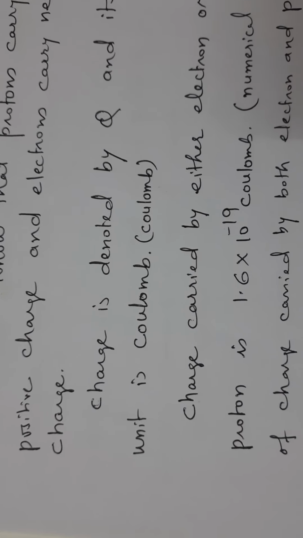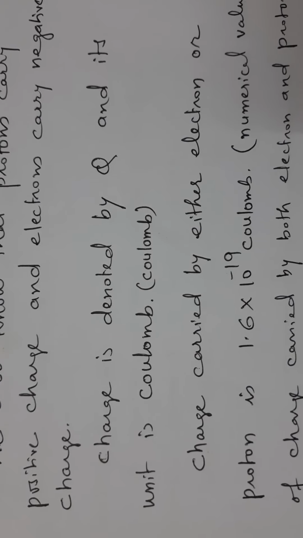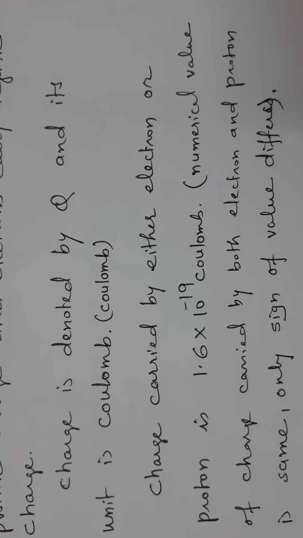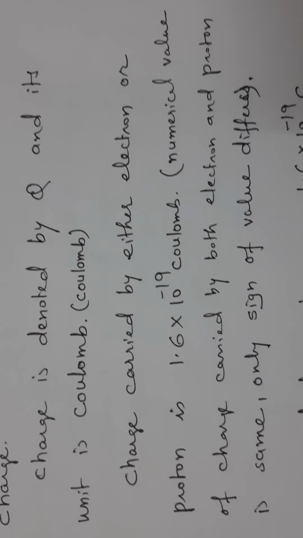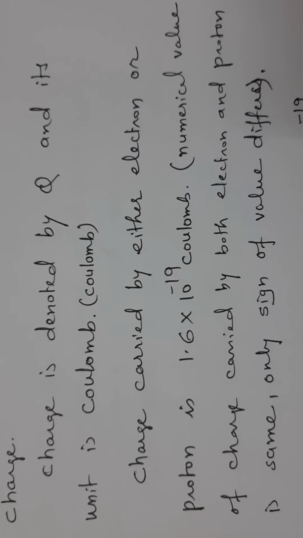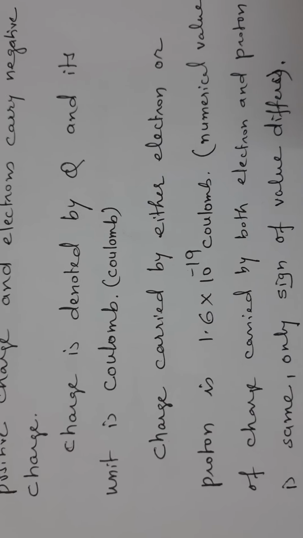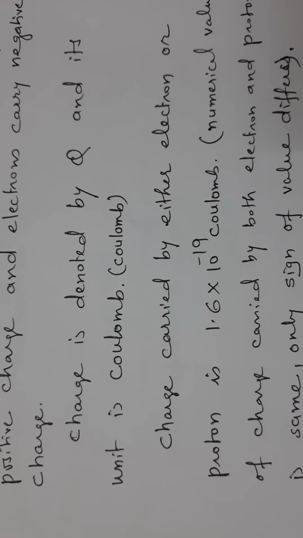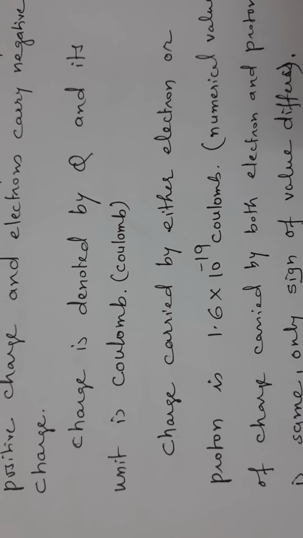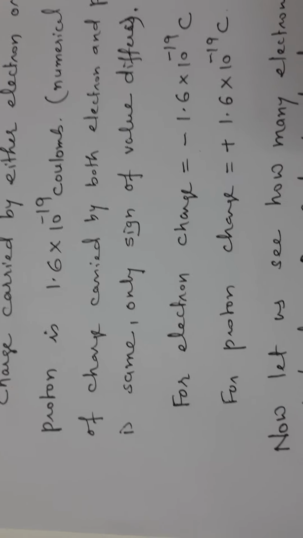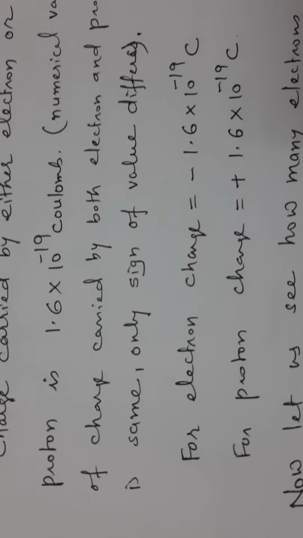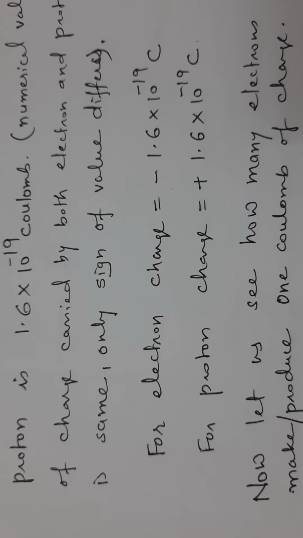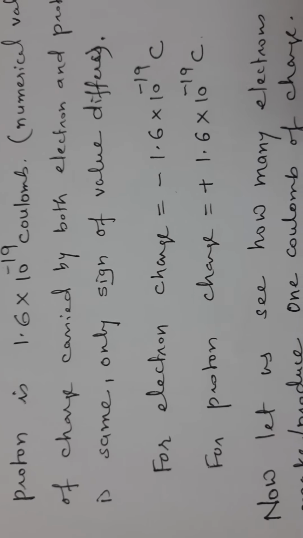Charge carried by either an electron or a proton is 1.6 into 10 raised to minus 19 coulomb. The numerical value of charge carried by electron and proton is the same, only the sign is different. So remember 1.6 into 10 raised to minus 19 coulomb is the charge carried by either electron or proton. If you are asked the charge on an electron, it will be minus 1.6 into 10 raised to minus 19 coulomb, and for a proton it will be plus 1.6 into 10 raised to minus 19 coulomb.